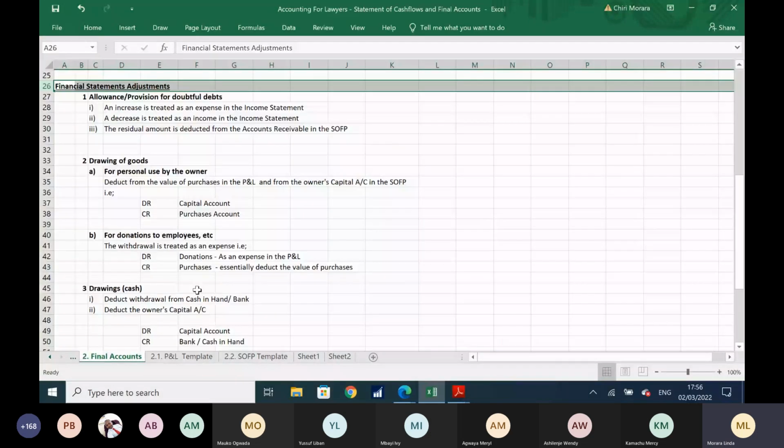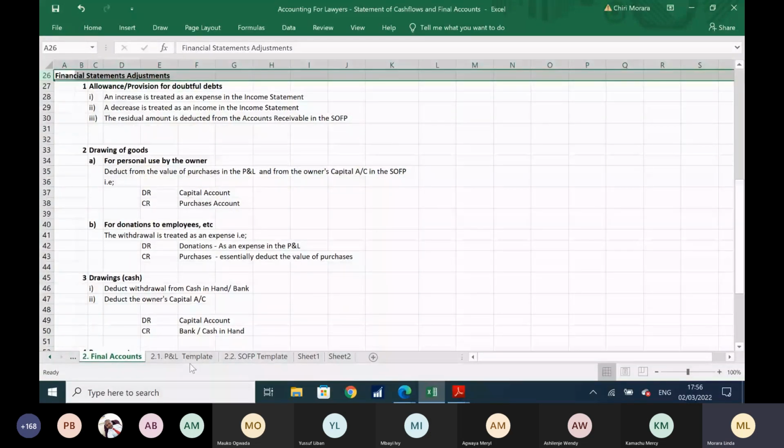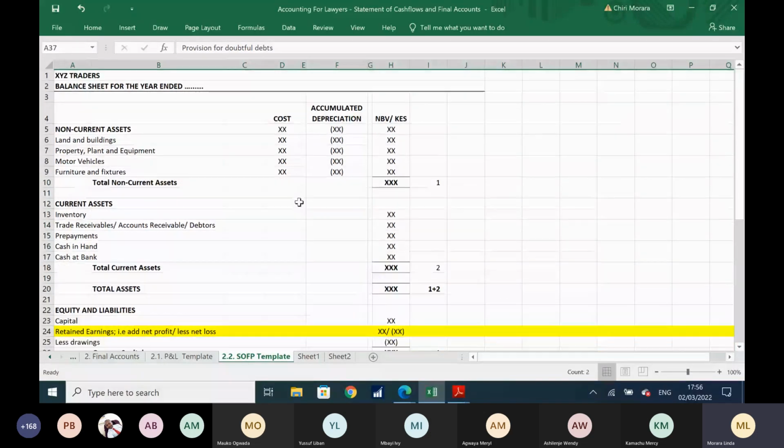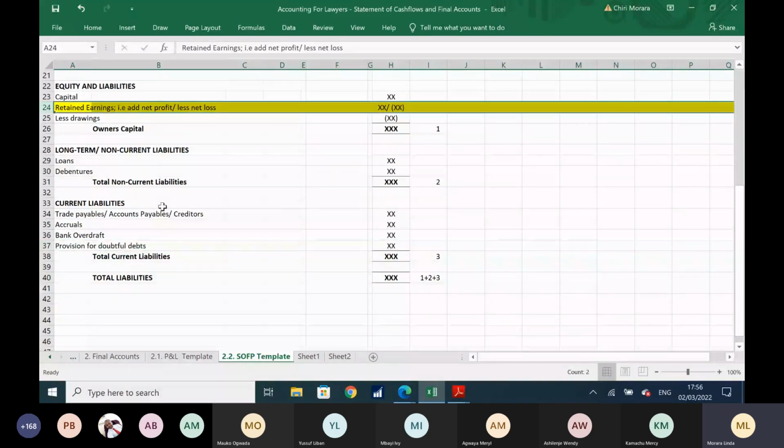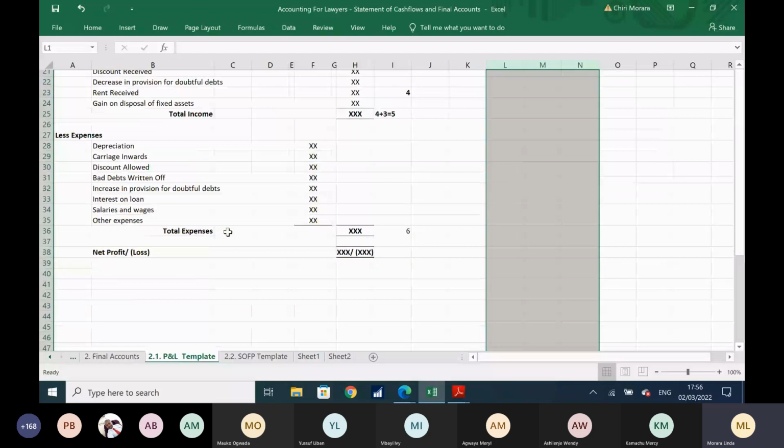What else am I missing? The statement of financial position, I think we already covered it. It should be okay. The only thing I did not cover is the retained earnings, which we are supposed to revisit. So what goes to your retained earnings?